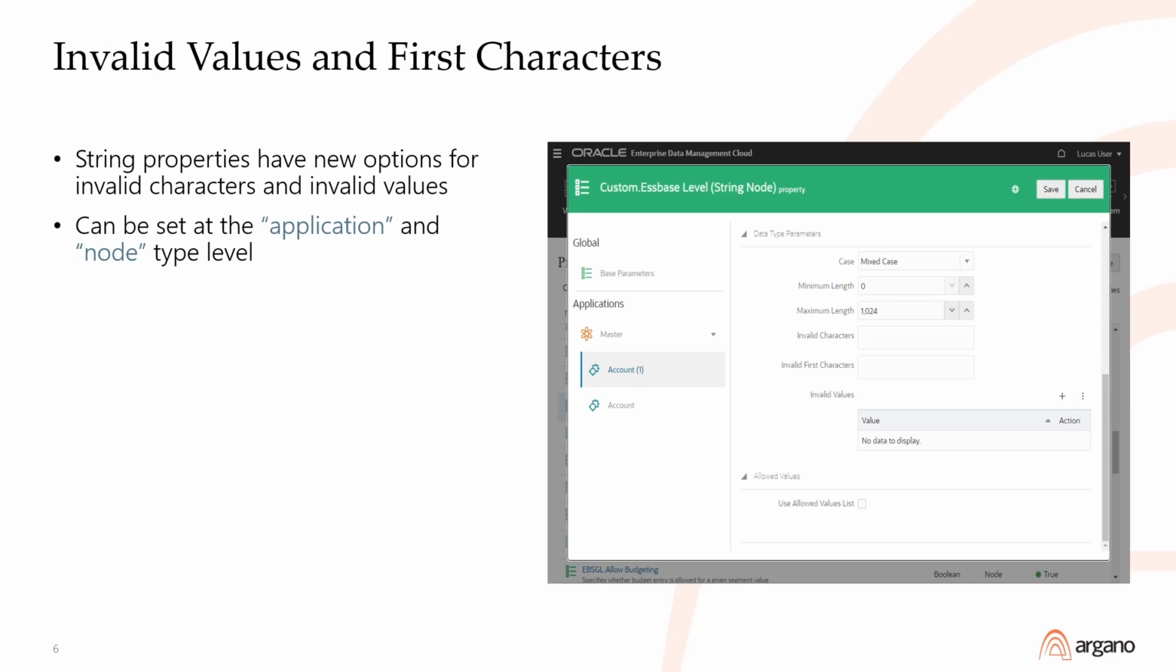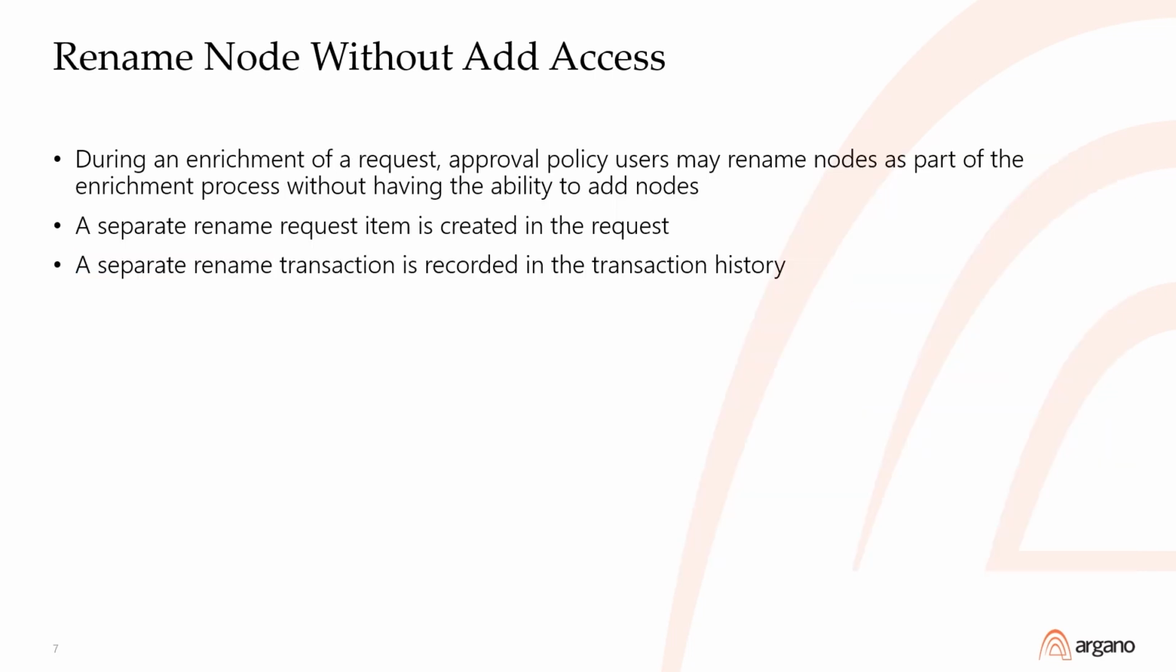String data type properties can be configured with additional options to control the validity of property values. The invalid values parameter defines a list of values which the property cannot be equal to. The invalid first characters parameter specifies a list of characters which the property value cannot begin with. These property parameters can be set at the application and node type level.